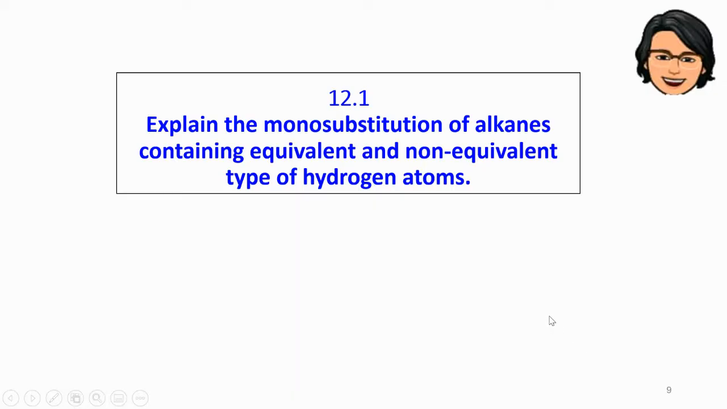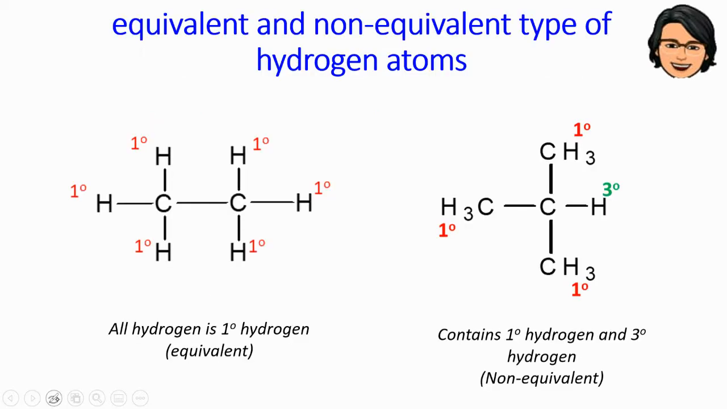Now let us learn how to explain the monosubstitution of alkanes containing equivalent and non-equivalent types of hydrogen atoms. First of all, I will show what is the meaning of equivalent and non-equivalent types of hydrogen atoms. First of all, look at the carbon.